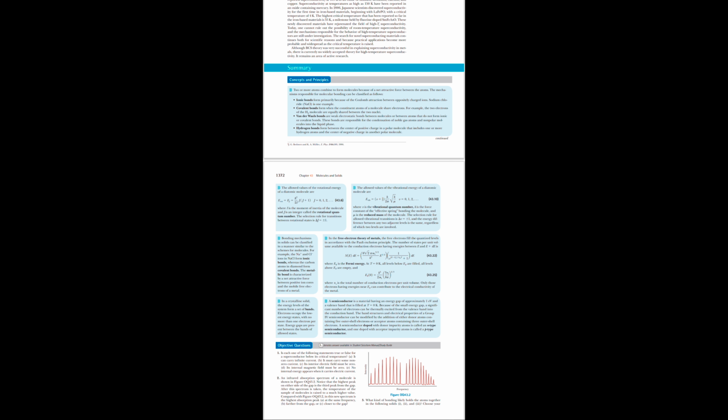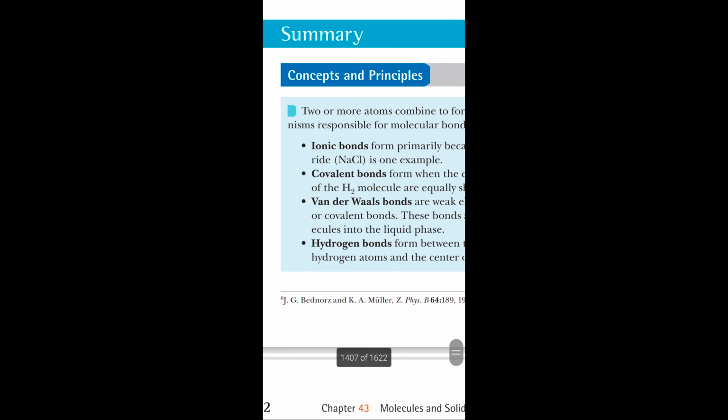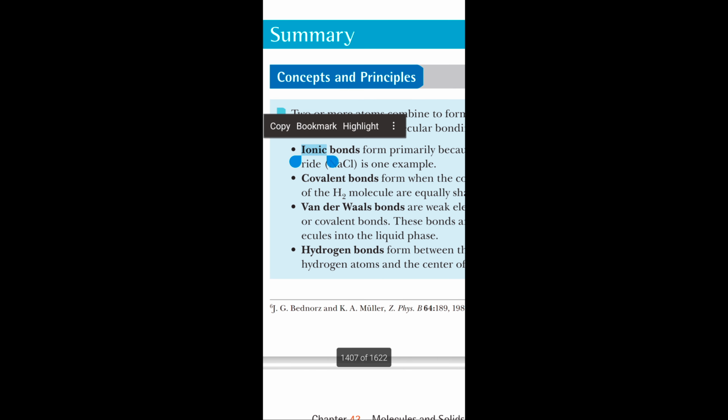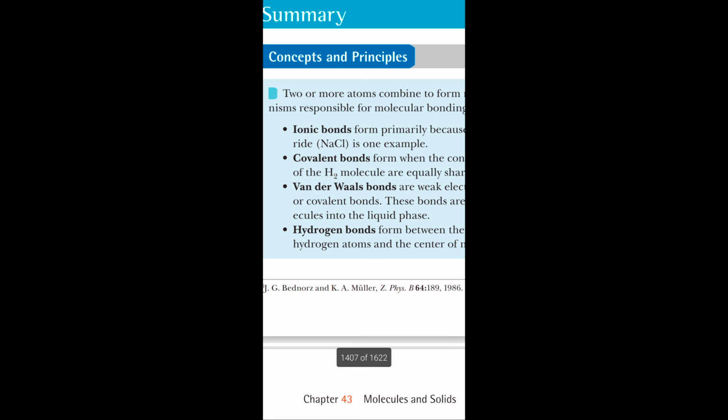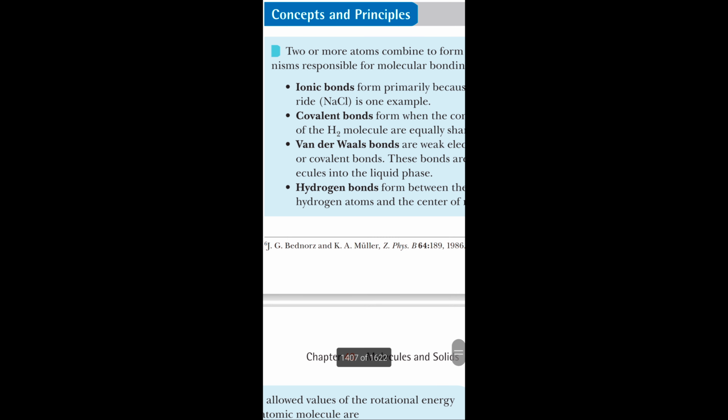I hope it wasn't too nauseating to look at me zoom in and out of stuff, but let's summarize the chapter with these concepts and principles. I'm not going to read all of this, but check out these bold words. These are 4 different types of bonds we saw: covalent and ionic bonds, and then van der Waals bonds and hydrogen bonds. They're in bold, so if you're studying for the test, it would be good to write these down on a piece of paper and define them. Check Google, Wikipedia, ask ChatGPT what these are, and get an idea of the differences between them.